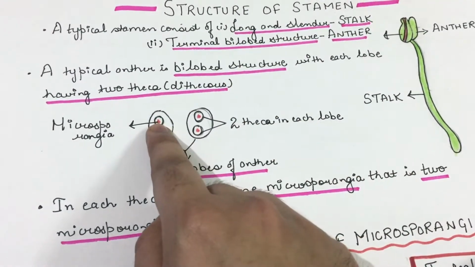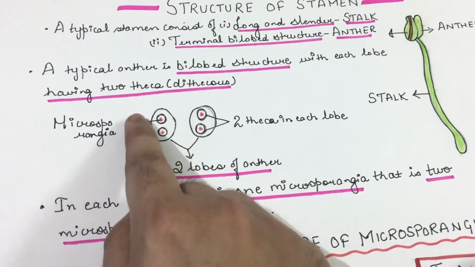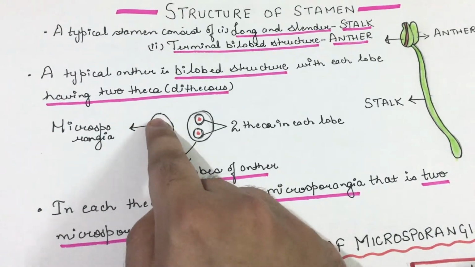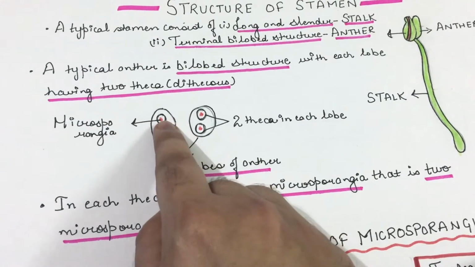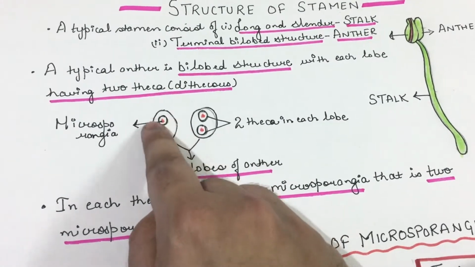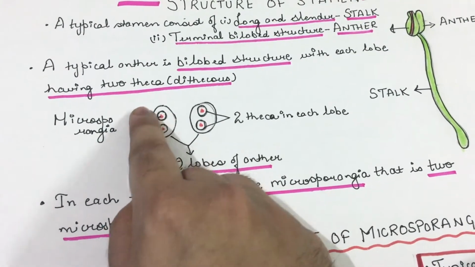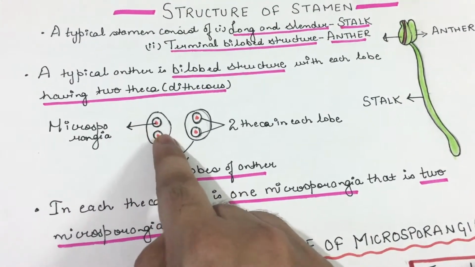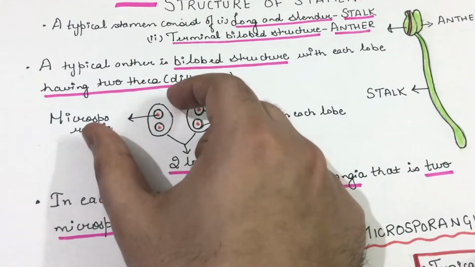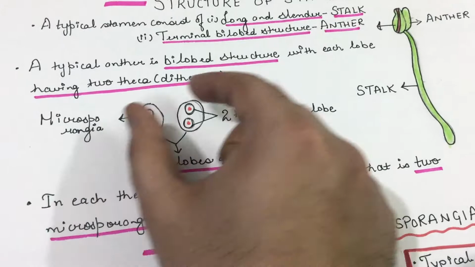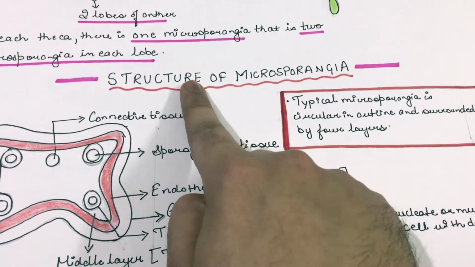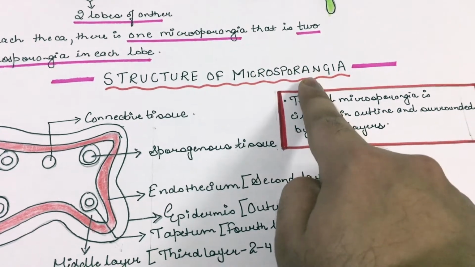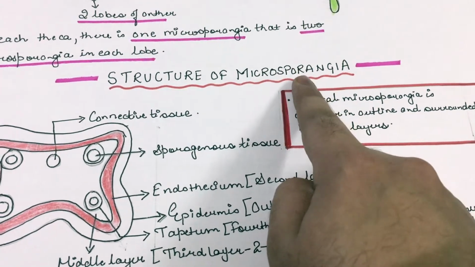And in each theca there is one microsporangium, which is shown in red. So there are two microsporangia in each lobe of anther. Now let us study the structure of microsporangium.